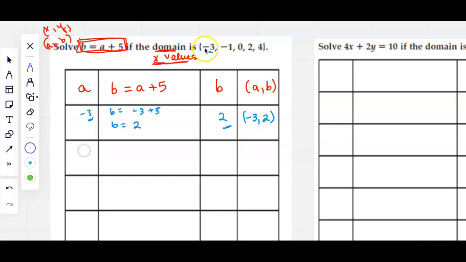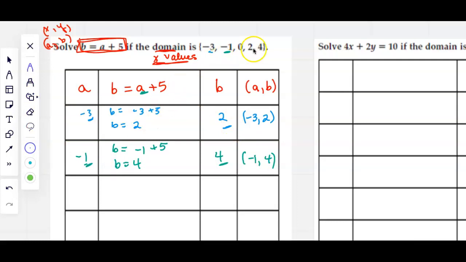So we'll do a color change. And we got -1. Once again, it still says b equals. A is now -1, so -1 plus 5. And -1 plus 5 is 4. So b equals 4. When we go to write our ordered pair, A comes first, so -1, and then B comes second, 4. And we just keep moving along.